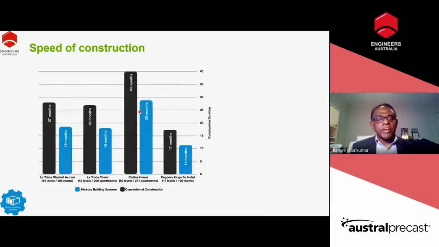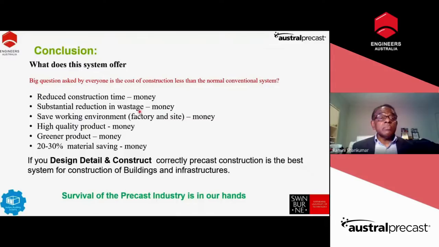In conclusion, people have asked Shan, what have you done? Have you saved money? I said to people, reducing construction time is money. Substantial reduction in wastage is money. Safe working environment is money. High quality product, money. Greener product, money. 20 to 30% material saving is money.